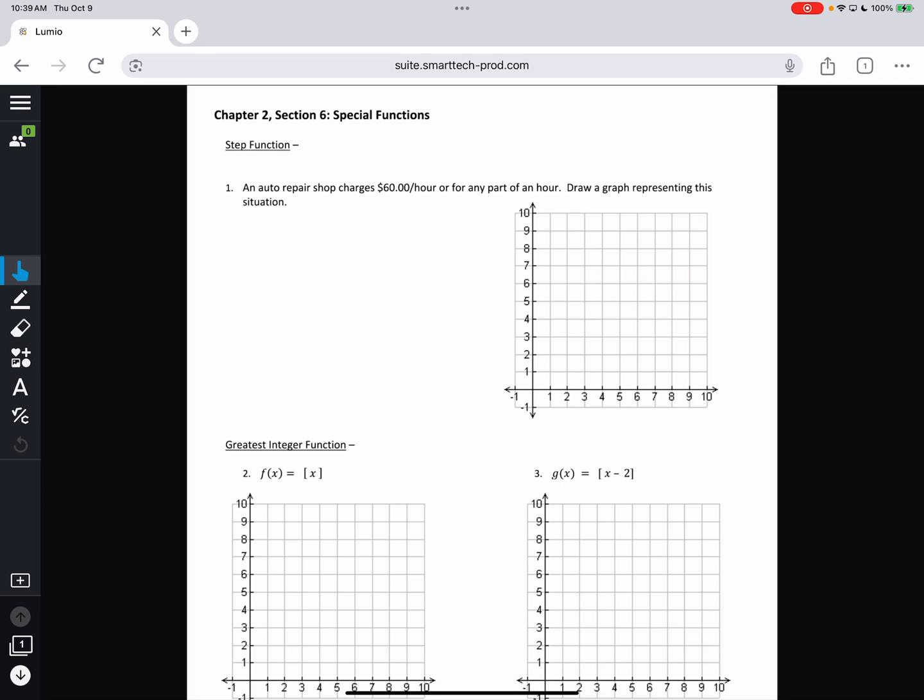This is the first one, and I think you can tell me the answer before we graph it. We have an auto repair shop, and he charges $60 an hour. But if you go in there and use his shop for even 10 minutes, what are you going to pay? $60. You still pay for any part of the hour. So if you're in there for 10 minutes, it's $60. If you're in there for an hour, it's $60. What about if you go to 2 hours? 3 hours?